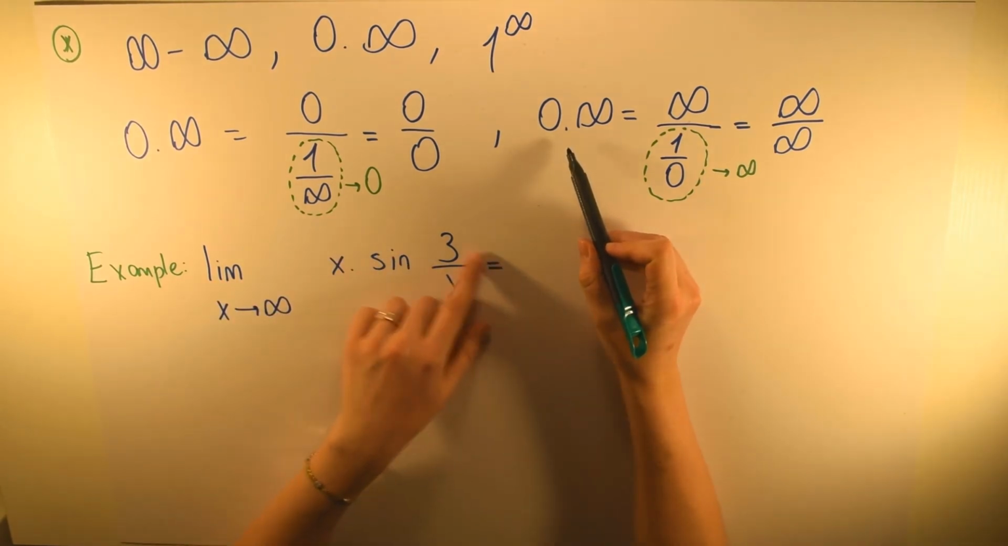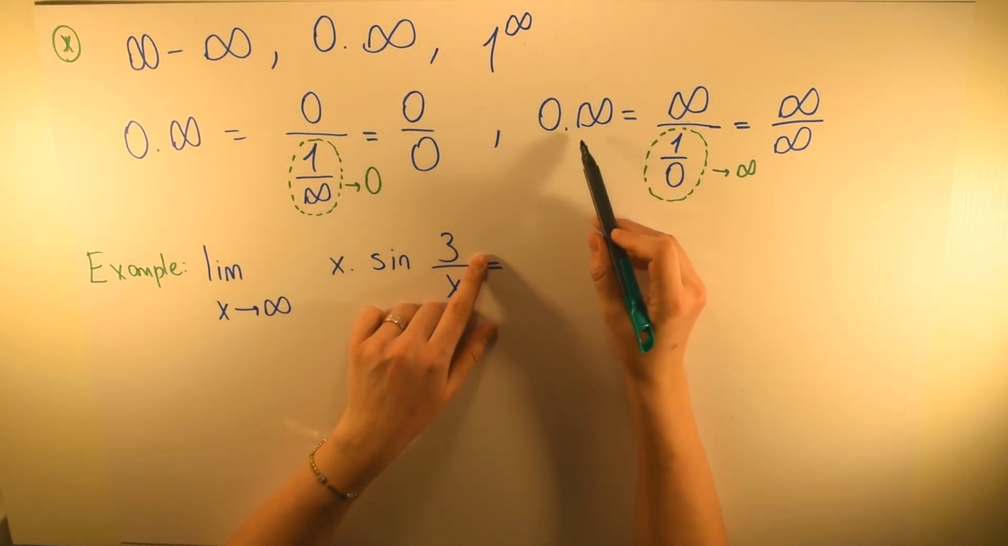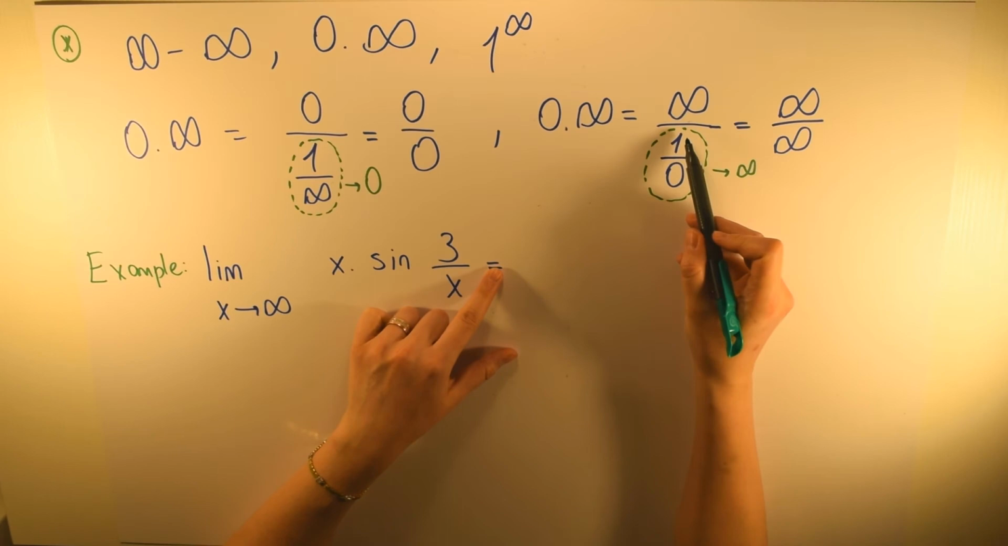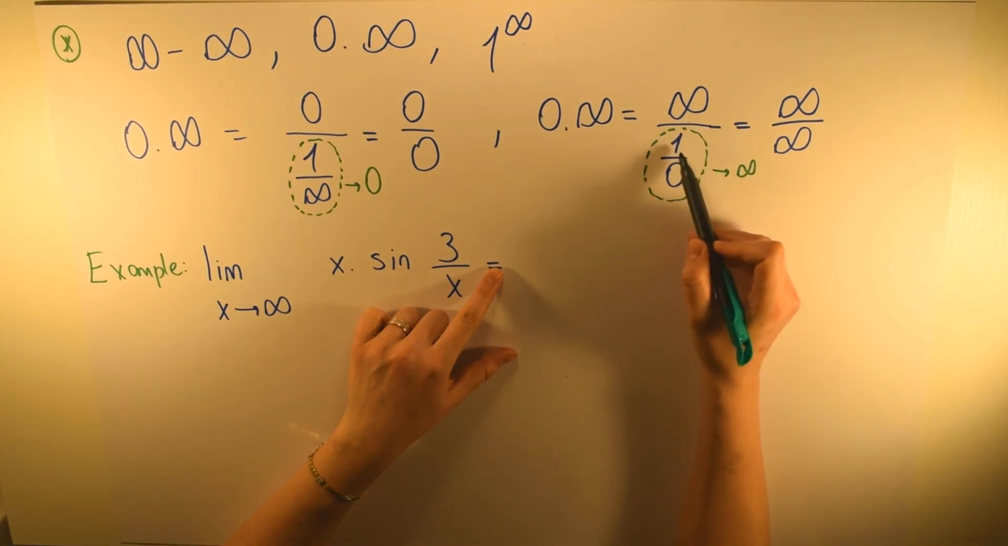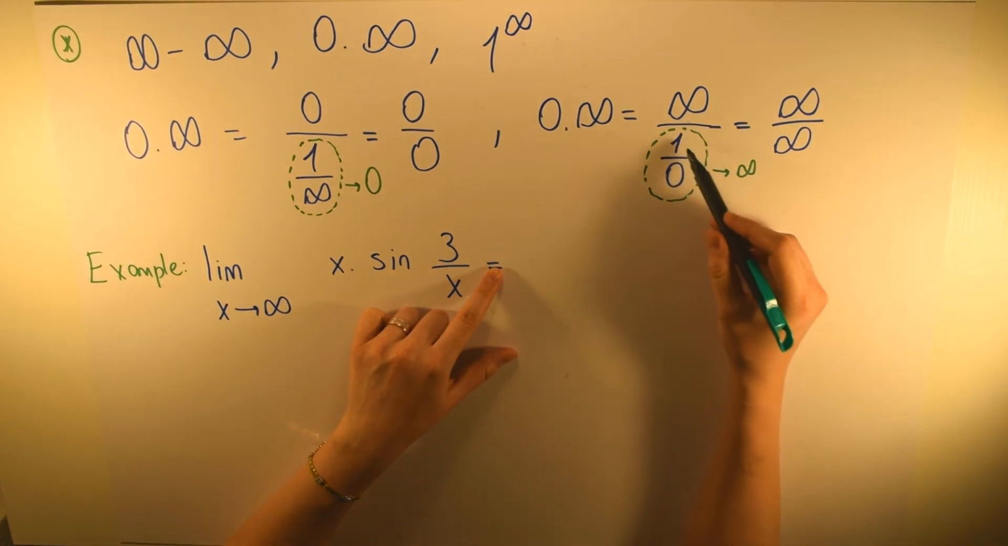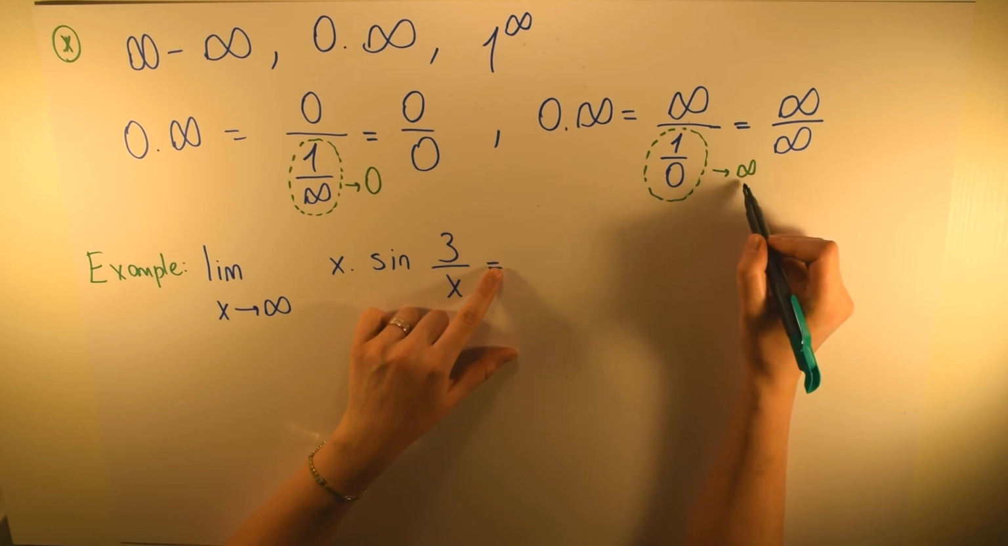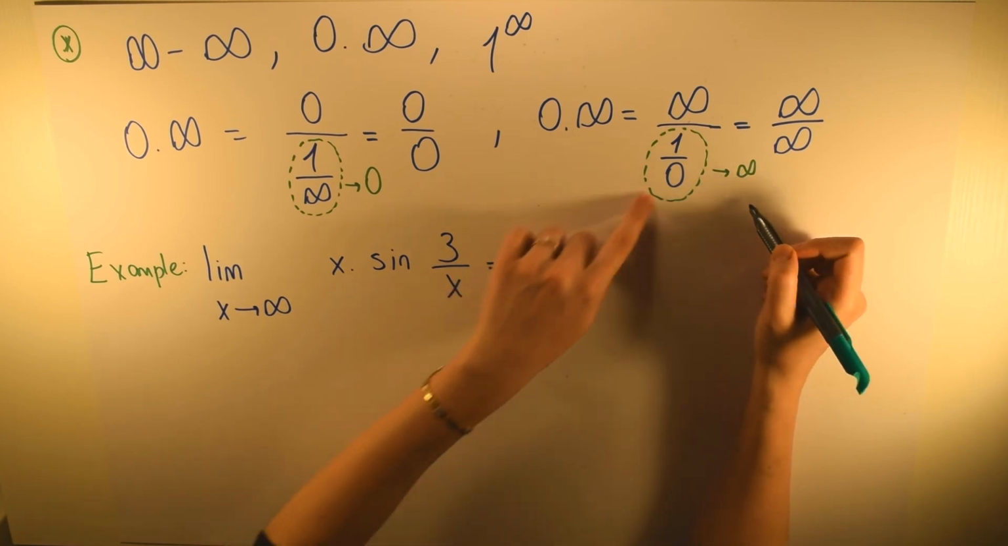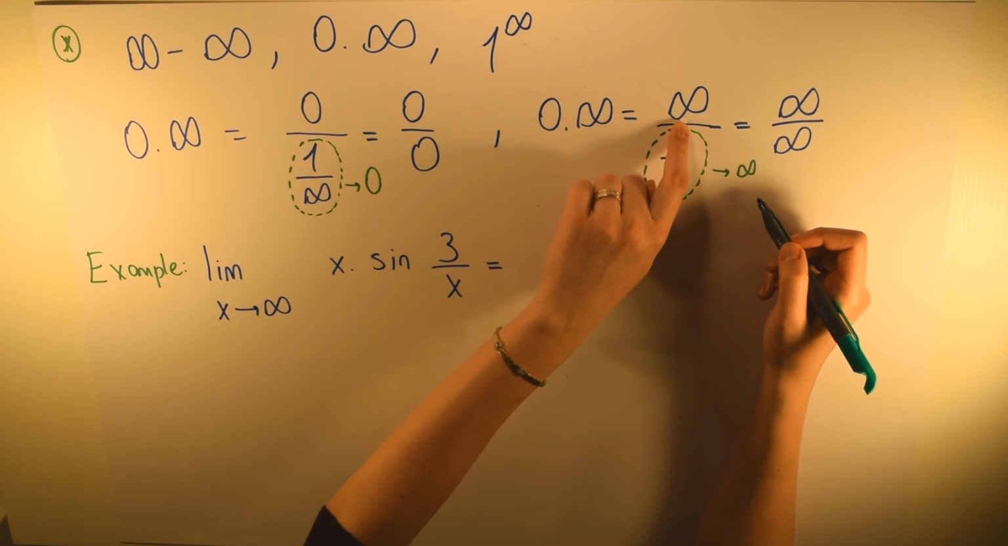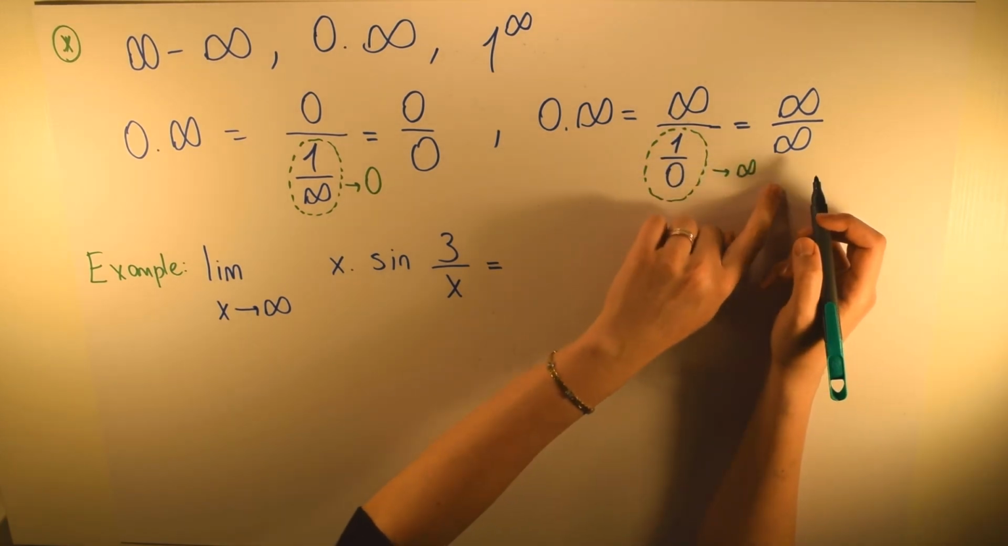Or, same thing, 0 times infinity, you can write this as infinity over 1 over 0. Why? Because the limit of 1 over 0 is equal to infinity. So from here you get the indeterminate form infinity over infinity.